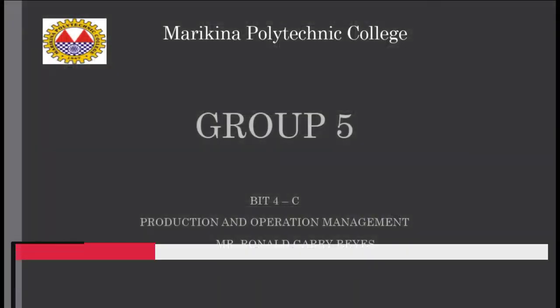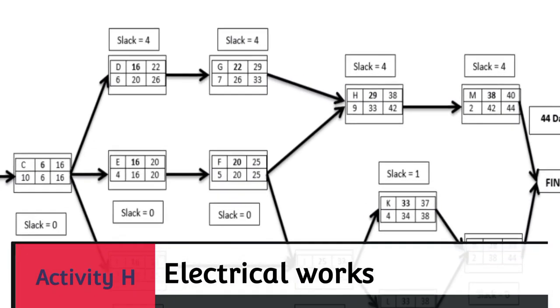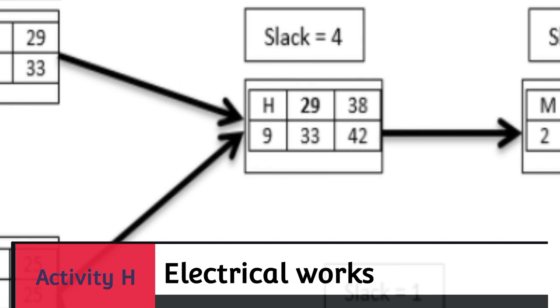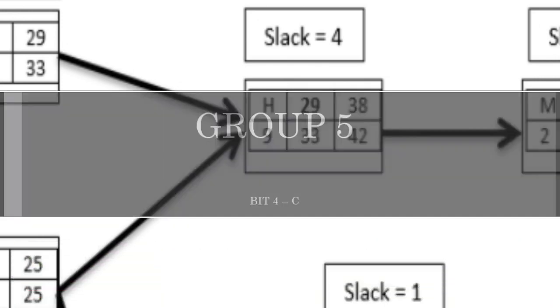Next, after the plastering, the electrical works was completed. The next step is fixing doors and windows. It should be accomplished having an estimated time of 9 days, an early start of day 29, a late start of day 33, an early finish of day 38, and a late finish of day 42. The activity was not critical because it has a 4-day slack.